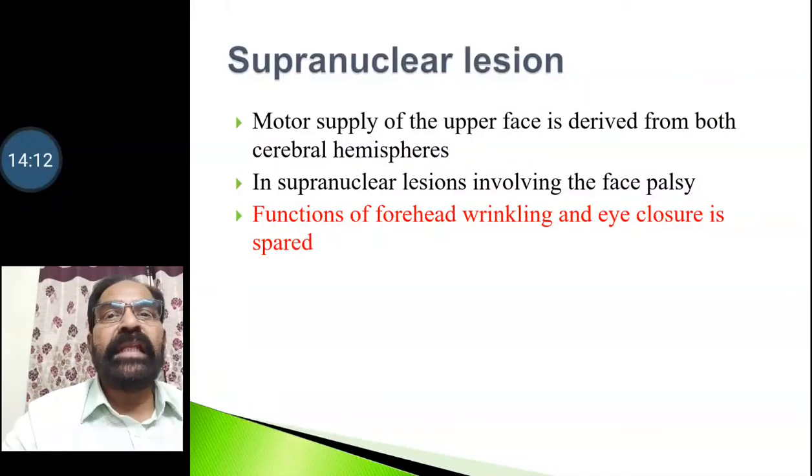Coming to supranuclear lesion, the motor supply of the upper part of face is derived from both the cerebral hemispheres. So in supranuclear lesions that involve the face or facial palsy, functions of forehead wrinkling and eye closure is spared.